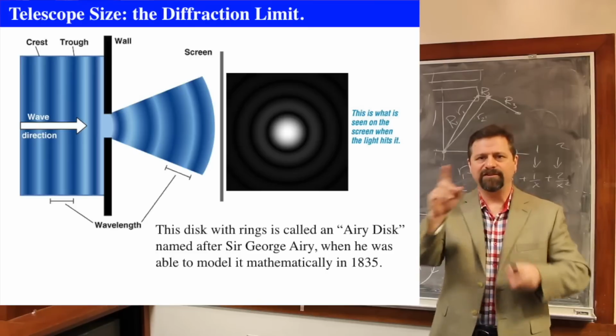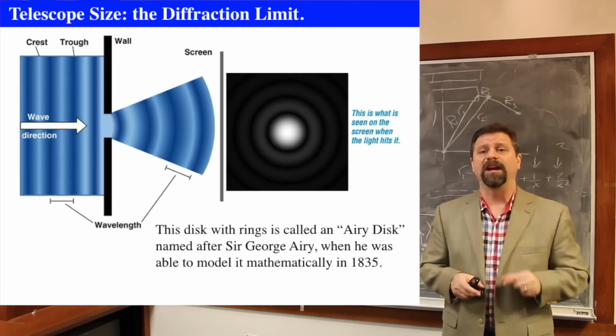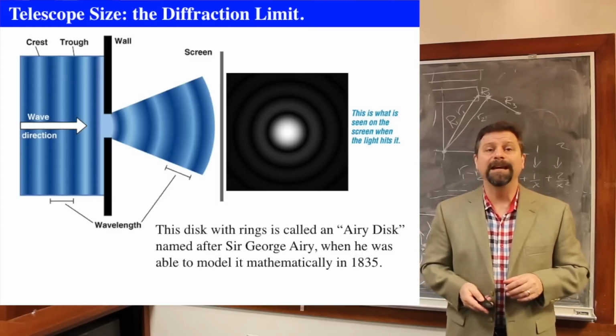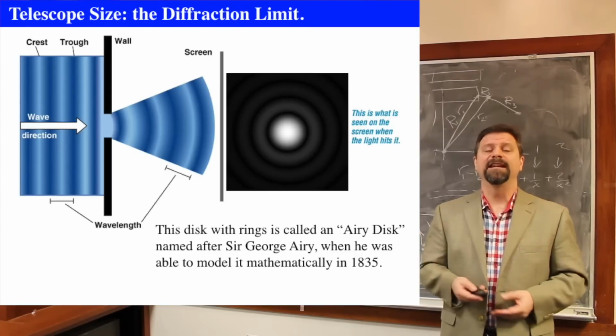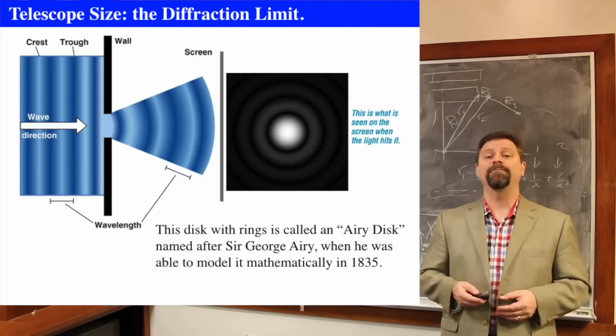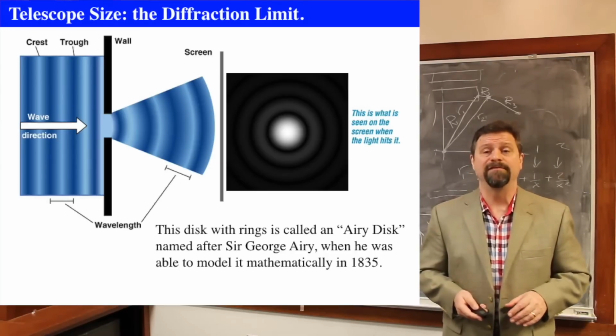It's because if you have a telescope with a circular aperture, you get rings around an object. You get a bright central peak and then rings that surround it. And these rings are called Airy disks. And the Airy disk is, of course, named after Sir George Airy, who discovered it and modeled it mathematically. Well, he didn't discover it. He modeled it correctly mathematically in 1835.